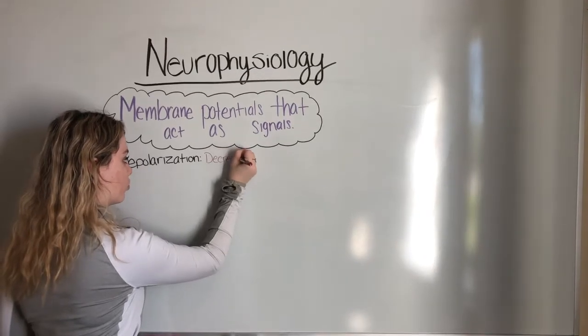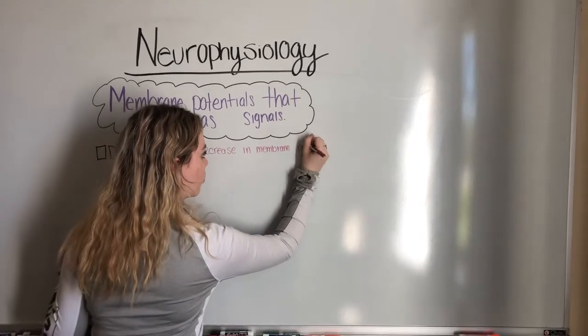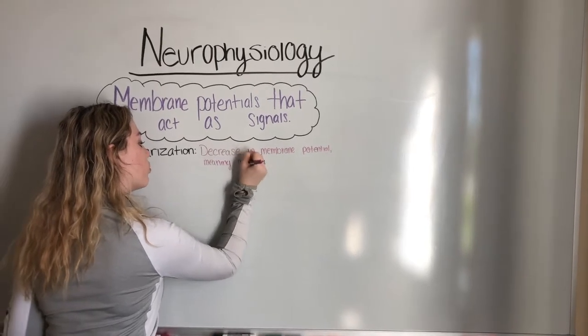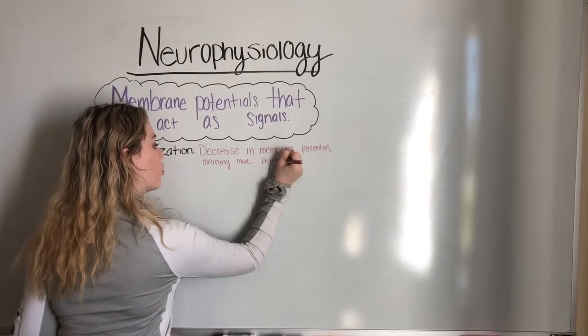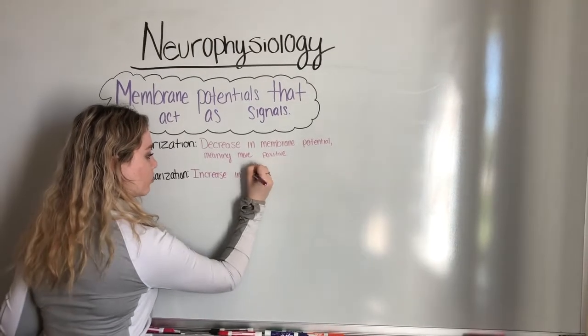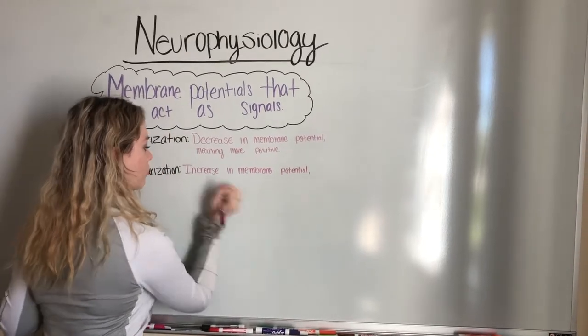Now we'll be talking about the membrane potentials that act as signals. Depolarization is a decrease in membrane potential, which is when the inside of a membrane becomes less negative than the resting potential. Hyperpolarization is an increase in membrane potential. The inside of a membrane becomes more negative than the resting potential.